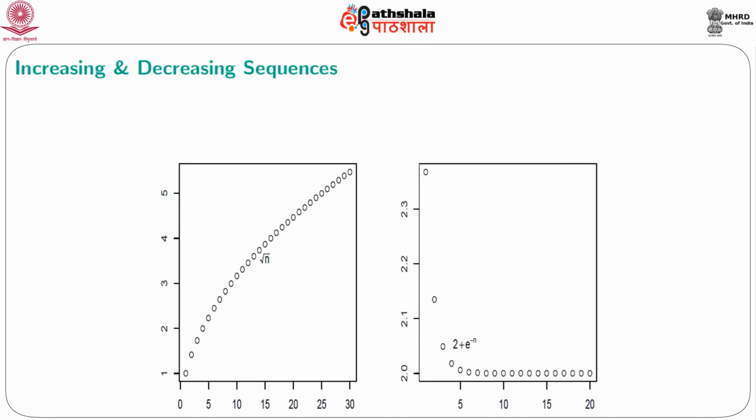So here is a plot of increasing and decreasing sequences. For example, we have taken square root of n as a sequence, and we calculate the value of a_n for different values of n, and quite naturally we get the curve of an increasing sequence. In addition, we have also taken another sequence which is 2 plus e to the power minus n. Naturally, this sequence decreases, starting from a value which is higher than 2, then approaches the value 2, or in particular, it decreases to the value 2 for large n.